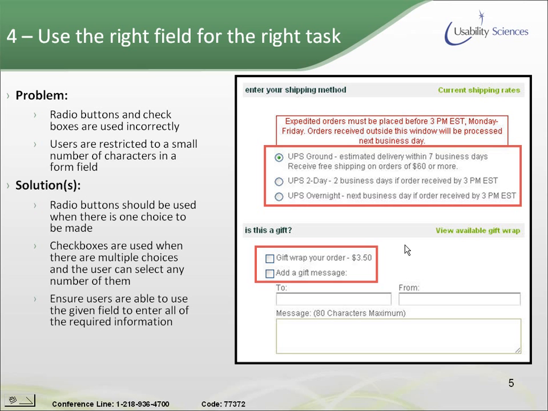Also, ensure users are able to use the given field to enter all of the required information. You can do this on the back end, or you can make sure that visually the field size matches how many characters they are allowed to enter. Now here's an exception. This message, 80 characters maximum, this is for the gift card. They can only enter 80 characters. This field is bigger than that 80 characters, but what they're allowing for is you to hit return and maybe say thank you or sincerely or love and then your name. So it's giving you more vertical space than necessarily horizontal space here.